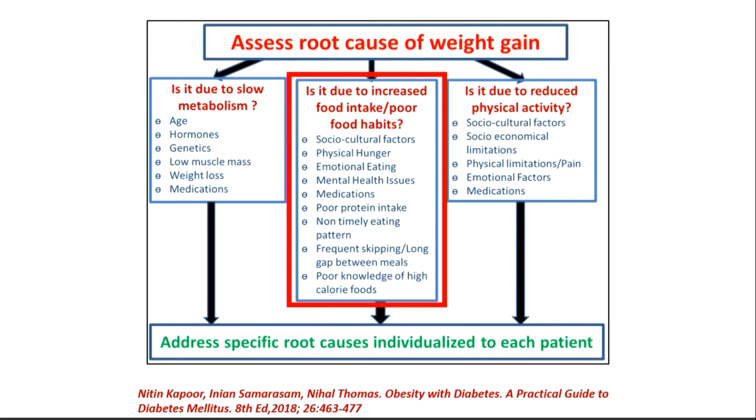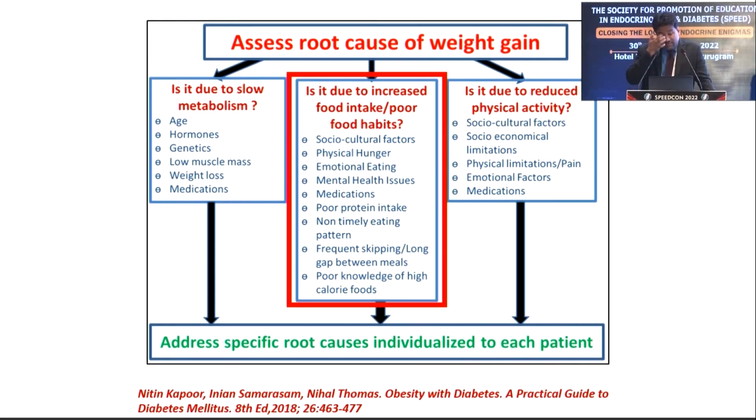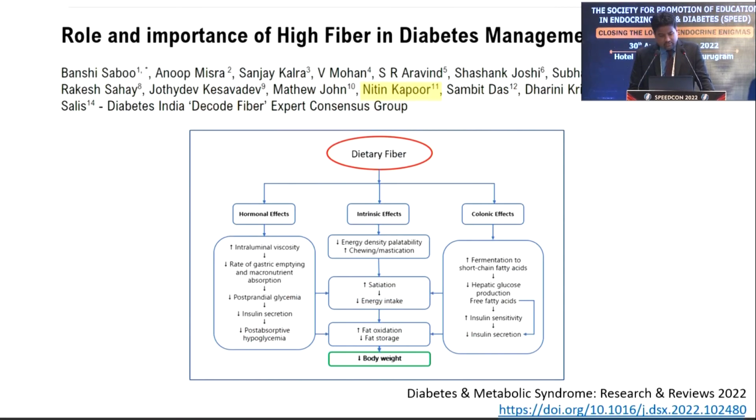It's important to try and find out what is the problem in the diet, whether it's a social factor, whether it's emotional eating that's happening, whether it's poor protein intake, or whether it's just the knowledge of the food which is not there. At times we have patients who think a particular food item is healthy when it is very calorie dense. Another important thing is dietary fiber. We always talk about 3 macronutrients, the carbohydrates, fats, and protein. Fiber is considered today as the 4th macronutrient. It's really helpful for weight loss.